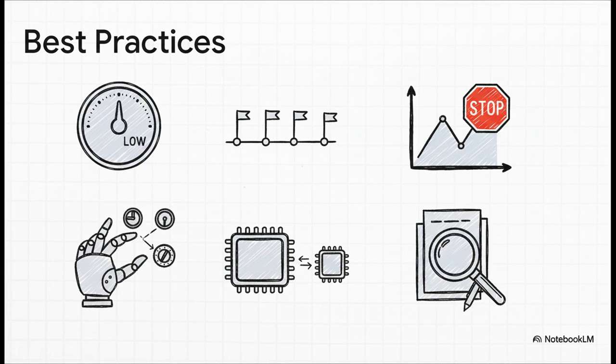Start with a pretty low learning rate. Save your model's progress constantly with checkpoints. Use a technique called early stopping so you don't overfit. Definitely use those automated tuning tools we talked about. And a pro tip, use mixed precision training. It's a clever way to save a ton of memory.